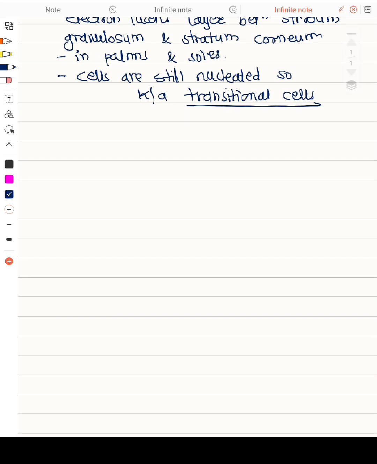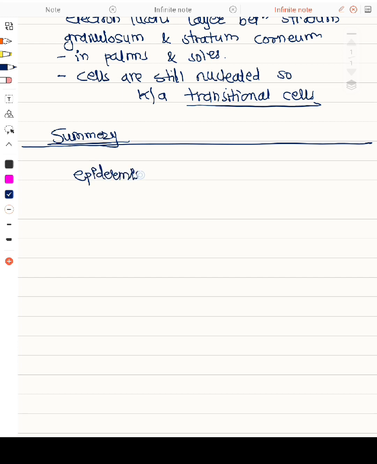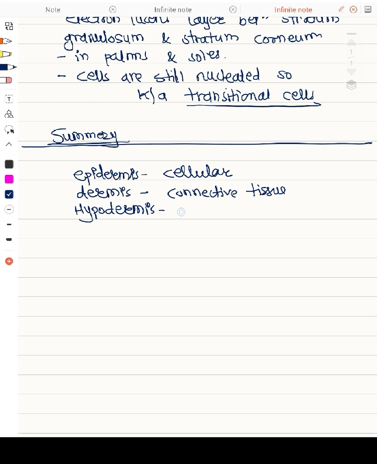So, summary of these slides: skin is made up of 3 layers: epidermis, which is cellular; dermis, which is made up of connective tissue; and hypodermis, which is made up of adipose tissue. In these slides, we have learned about the layers of the epidermis.